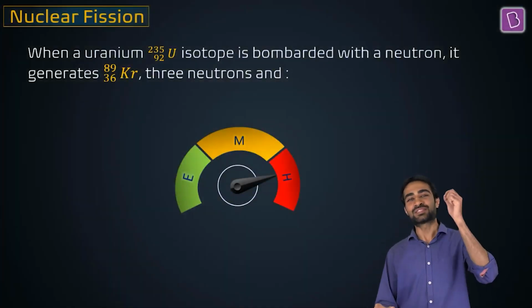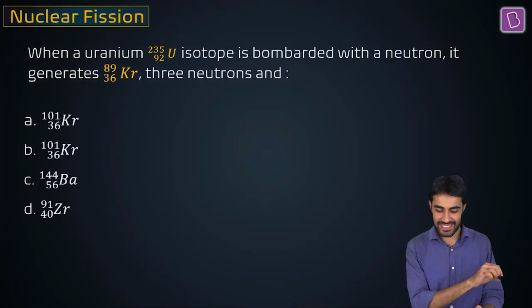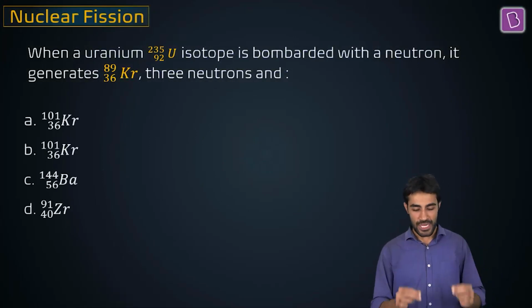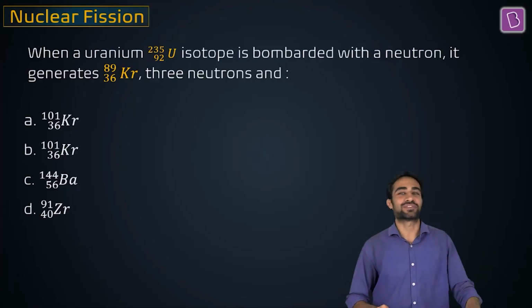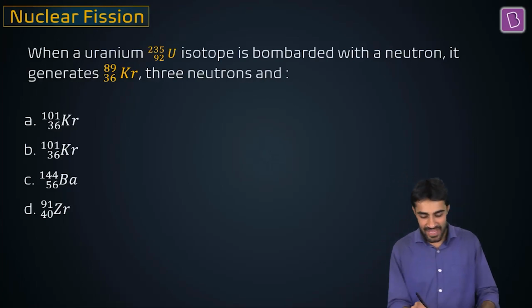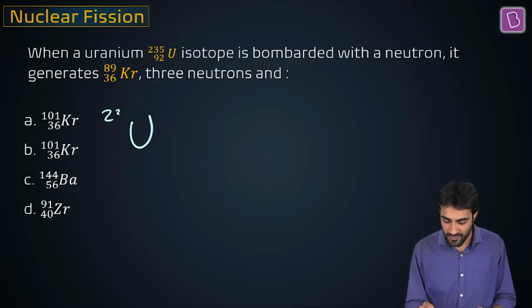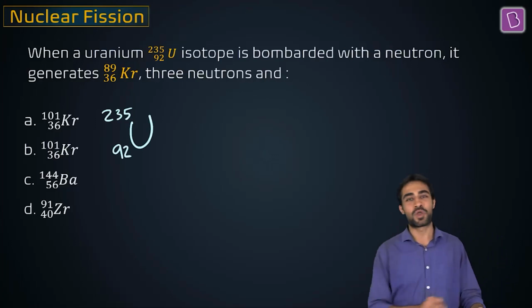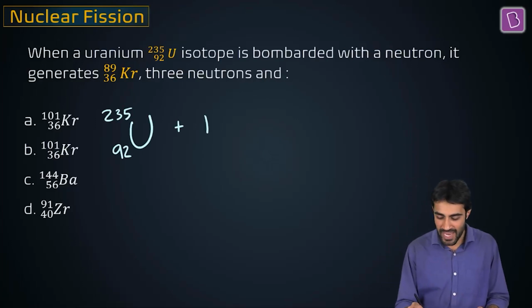Here is a nice question for us on nuclear physics. Question says, when a uranium isotope is bombarded with a neutron, it generates krypton, 3 neutrons, and this is the question. So what is happening? There was some uranium isotope. 235 was the mass number and the charge number was 92. Alright. And this is bombarded with a neutron.